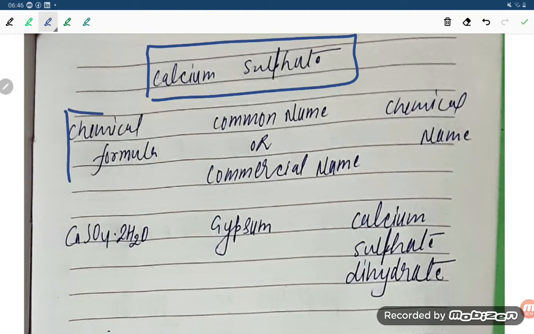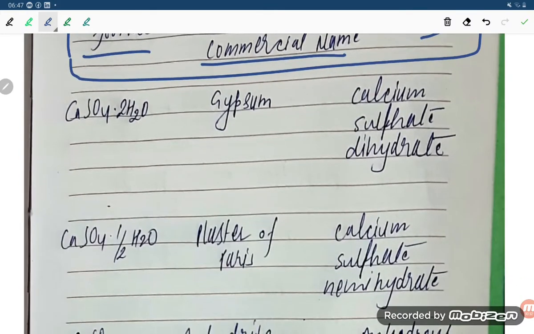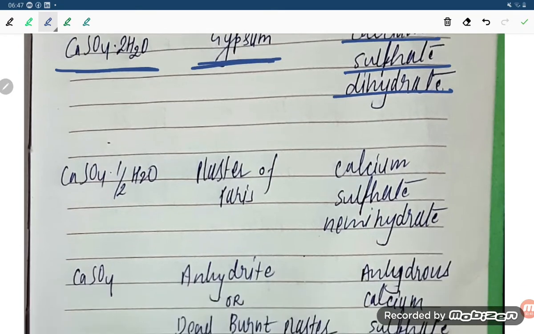Suppose here we write the formula, students. Firstly, the chemical formula, common name, commercial name, and chemical name. The first one is calcium sulfate dihydrate. This is what is known as gypsum. Calcium sulfate dihydrate is known as gypsum, CaSO4.2H2O.